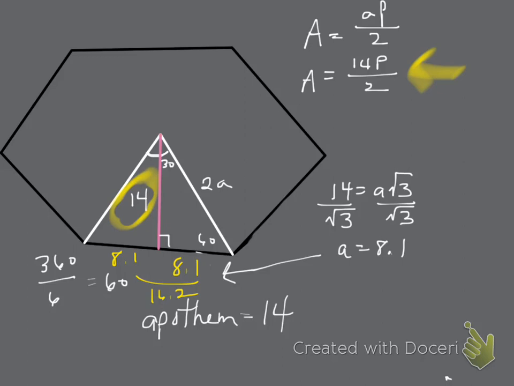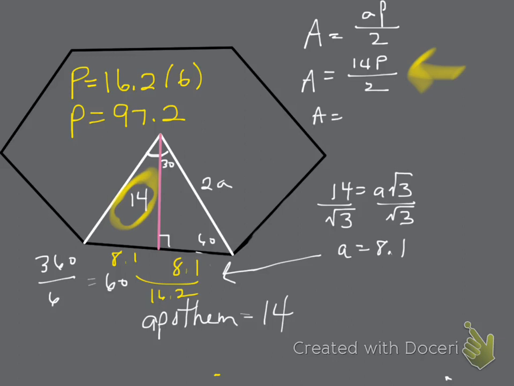Can I find the perimeter if I know the side length of one side of a hexagon? Yes, because this is a regular polygon, and so all of your sides are going to be equal. So I'm going to do the perimeter is equal to 16.2 times 6, because that is how many sides I have. So my perimeter is going to equal 97.2.